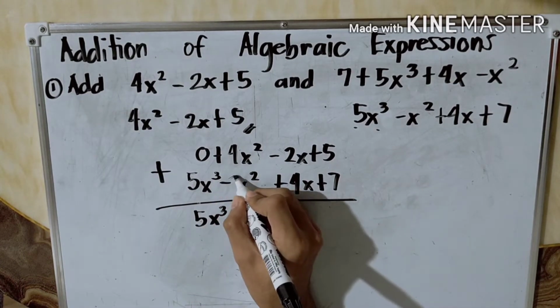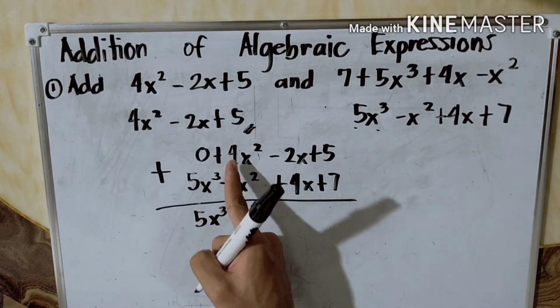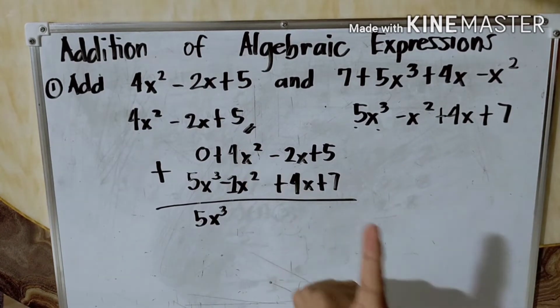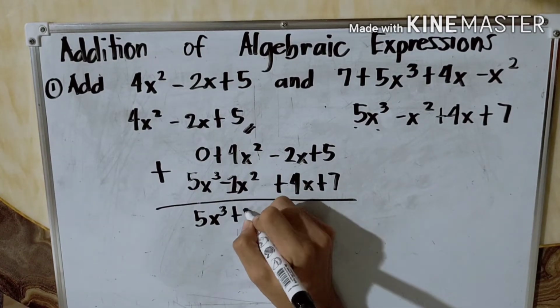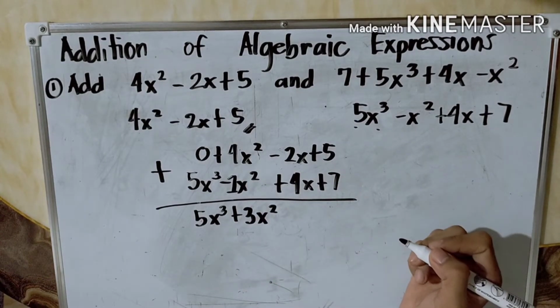Di ba ito merong 1? Okay? Imaginary 1. Kapag hindi nakasulat, lagi yung may 1. 4 plus negative 1, that is equal to, applying the rules of integer, that is positive 3. Just copy the literal coefficient.